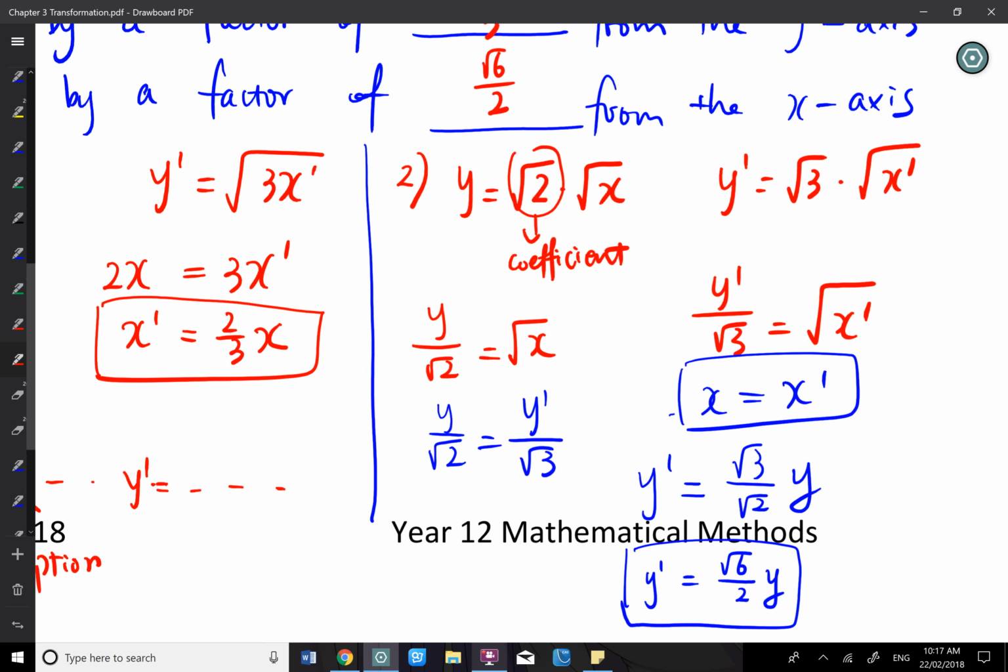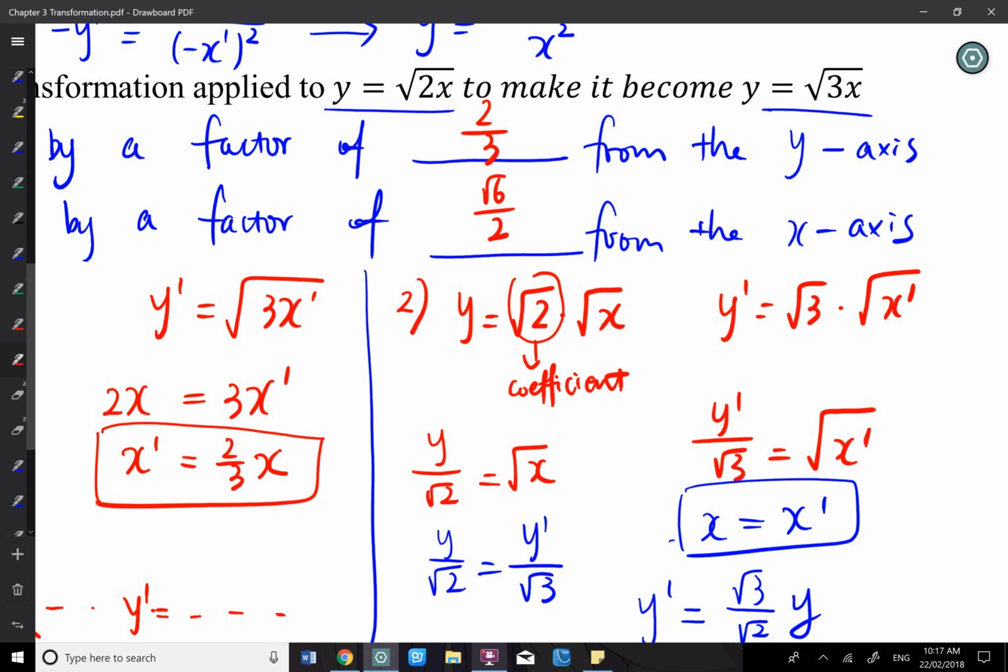Simply, if you can dilate from the x-axis by a factor, it definitely can be dilated from the y-axis by another factor. I don't know what the factor is, I need to figure that out, but that's a good example. I can dilate the first graph by 2/3 from the y-axis to achieve that graph. I can also dilate by a factor of √6/2 from the x-axis to achieve the same graph. So there's always more than one way to do dilation.